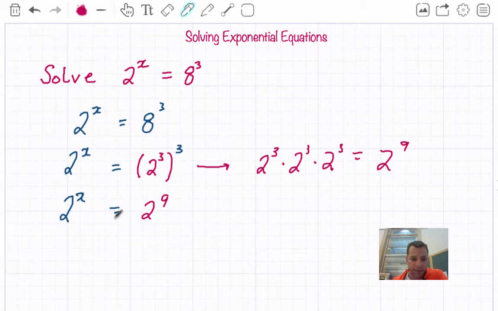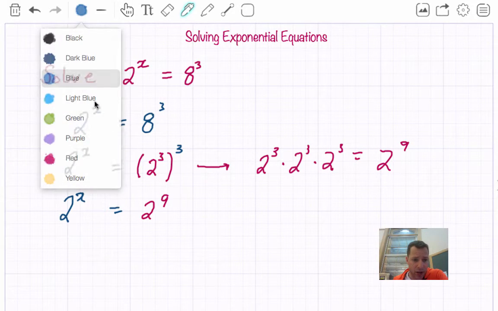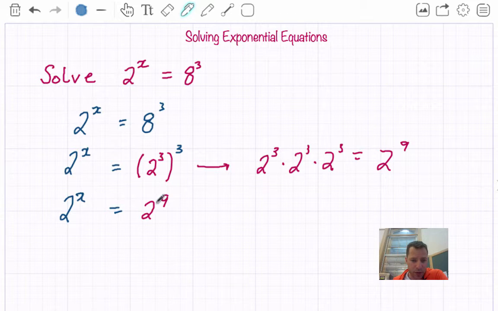That's the idea. So by the property of equality, if 2 to the x equals 2 to the ninth, that means the exponents have to be equal. So in this case, x equals 9. So pretty easy example there. Let's look at a few more.